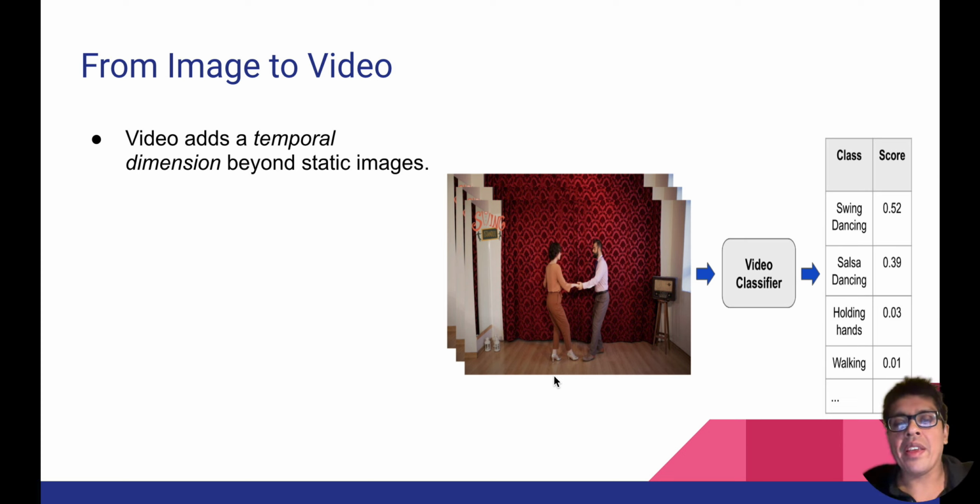For example, the image of this couple on the right, if you had only one shot of them, you wouldn't necessarily be able to tell that they're dancing. They could look like they're just holding hands.